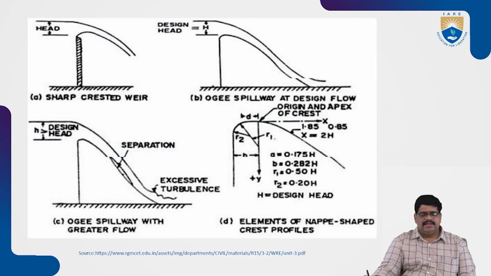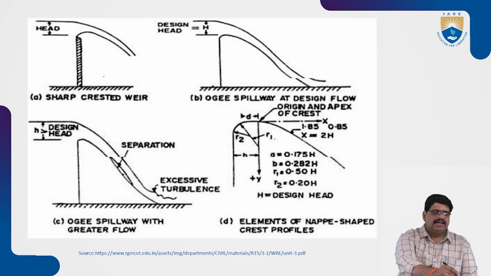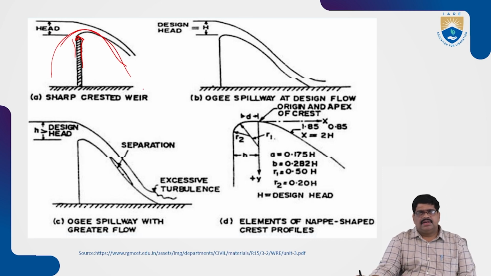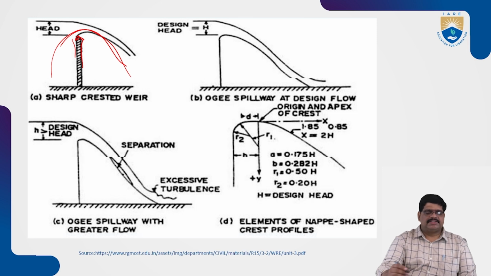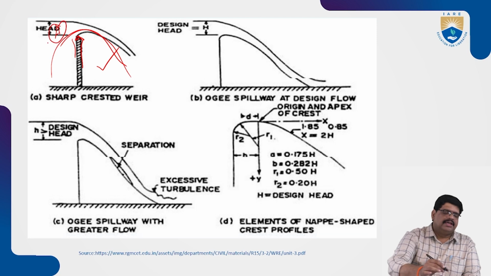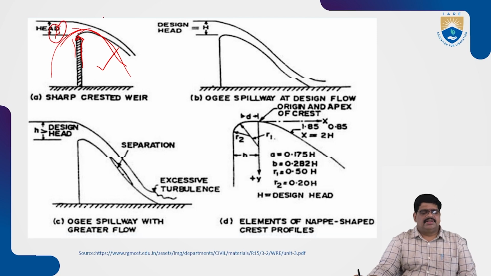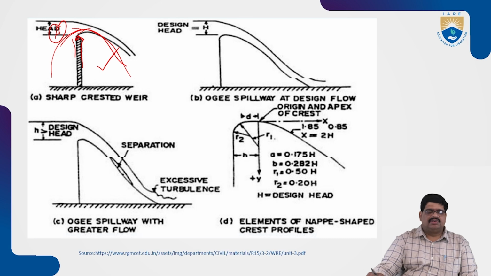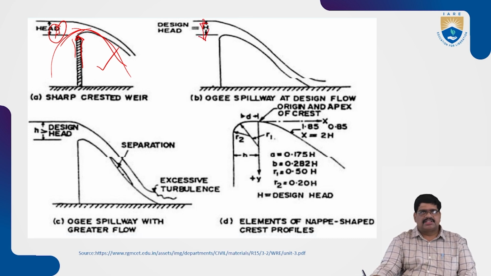So here, we see the different types of shapes of the spillways. The first one is the sharp crested weir. Here, the sharpness can be provided, and this type is for low heights. Weirs can be constructed; this shape we generally call a weir, and this is the head, H, provided in the upstream side. Next, the design head, equal to H. Next, the sharp crested weir.